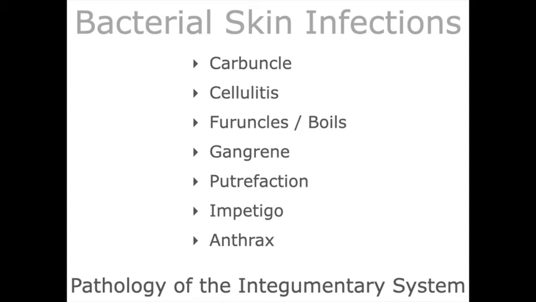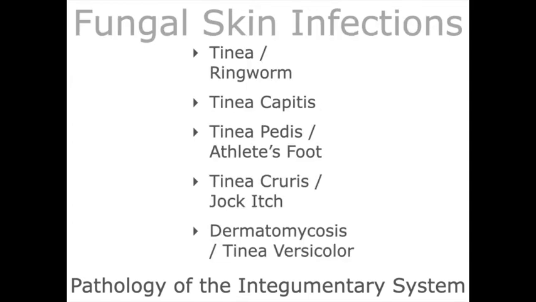In humans, it takes the form of cutaneous anthrax, which causes black sores in the skin, or inhalation anthrax, which causes severe respiratory symptoms. Tinea, also known as ringworm, is a fungal skin disease affecting different areas of the body. Tinea capitis is found on the scalps of children.